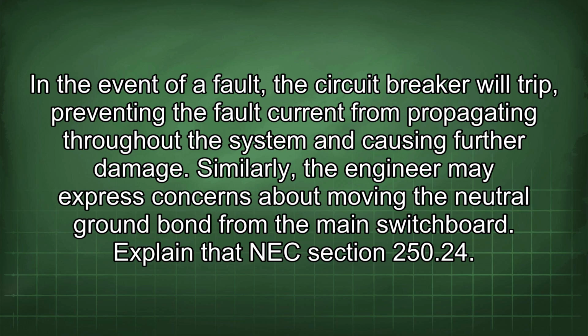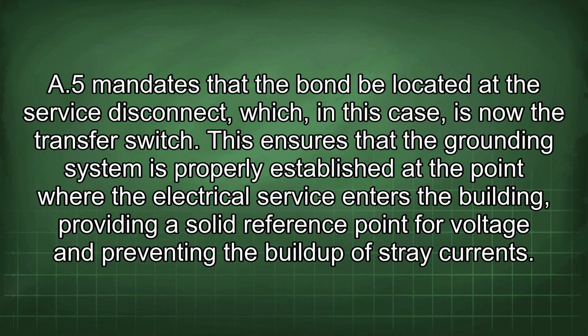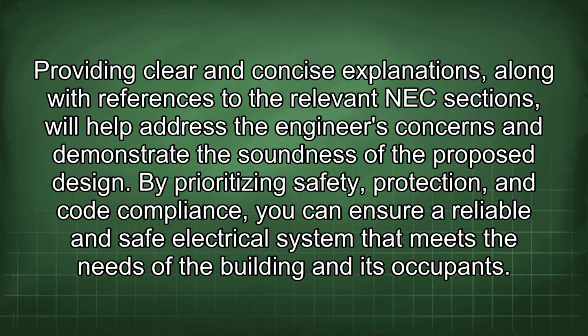Similarly, the engineer may express concerns about moving the neutral ground bond from the main switchboard. Explain that NEC section 250.24(A)(5) mandates that the bond be located at the service disconnect, which, in this case, is now the transfer switch. This ensures that the grounding system is properly established at the point where the electrical service enters the building, providing a solid reference point for voltage and preventing the build-up of stray currents. Providing clear and concise explanations, along with references to the relevant NEC sections, will help address the engineer's concerns and demonstrate the soundness of the proposed design.